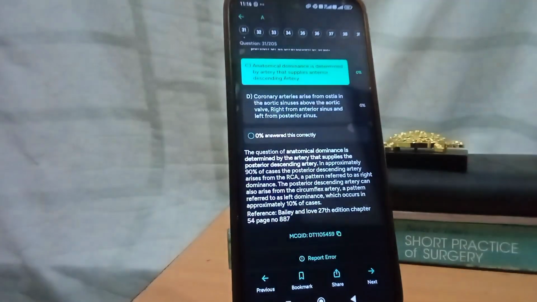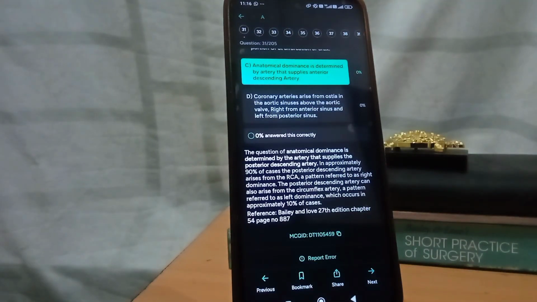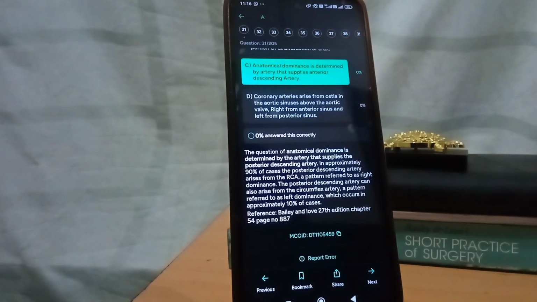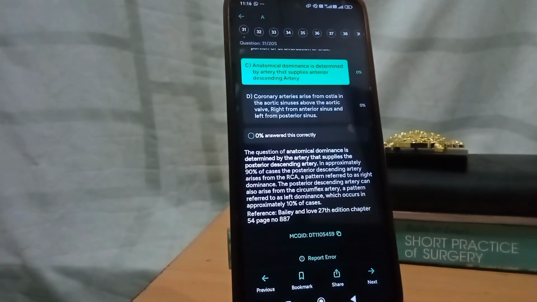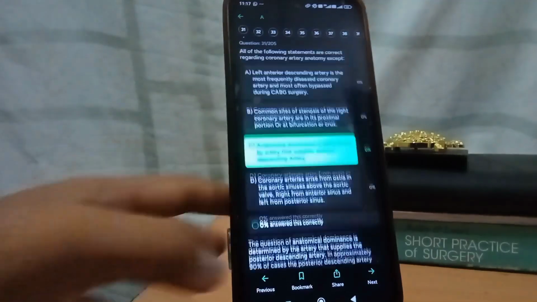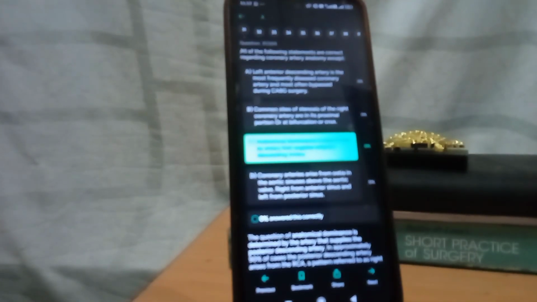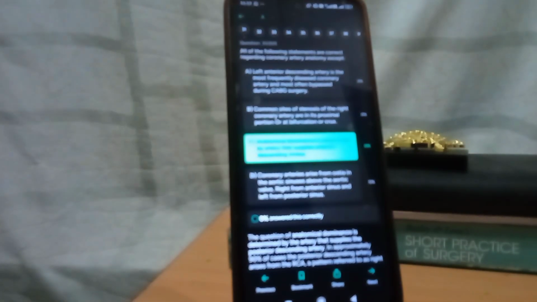So the anatomical dominance is determined by the artery that supplies the posterior descending artery, not the anterior descending artery. In approximately 90% of cases, the posterior descending artery arises from the right coronary artery, a pattern referred to as right dominance. The posterior descending artery can also arise from the circumflex artery, a pattern referred to as left dominant, which occurs in approximately 10% of cases. So all are correct except the anatomical dominance statement, which should refer to the posterior descending artery, not the anterior descending artery.